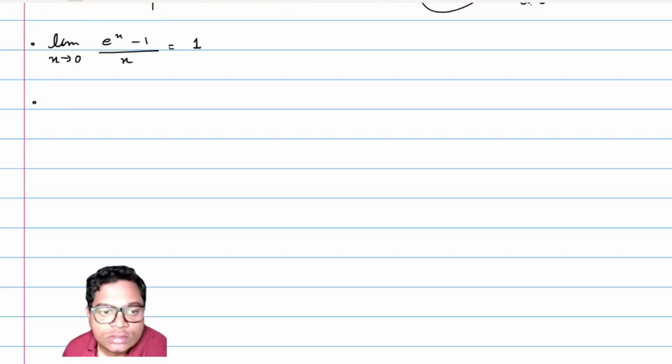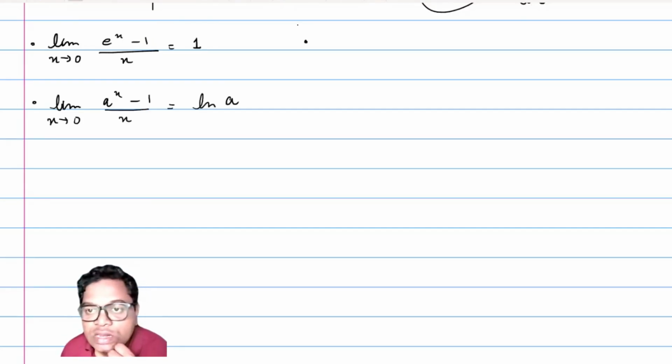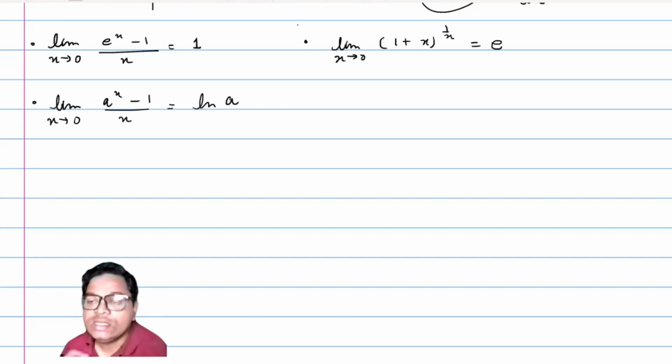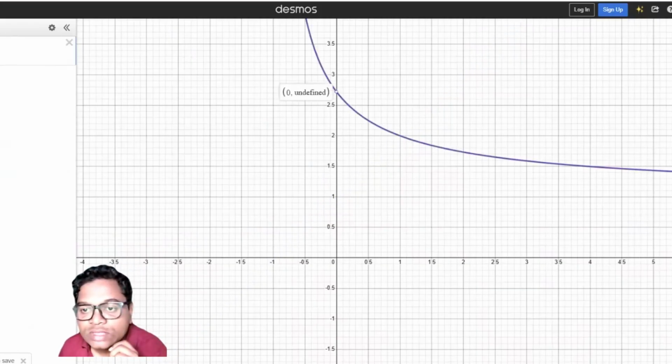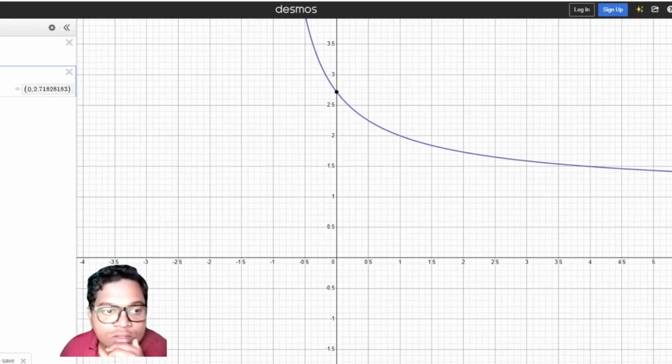So now we can think of some more properties similar to the one which we have derived here. So if this is (a raised to x minus 1) upon x, so you'll get ln of a. There is another definition of e. There is (1 plus x) raised to 1 upon x is equal to e as x becomes smaller and smaller. So here we have limit x tends to 0, (1 plus x) raised to 1 upon x is e. So let me show that to you over the graph as well. (1 plus x) raised to 1 upon x. So when x is 0, this point will be e.